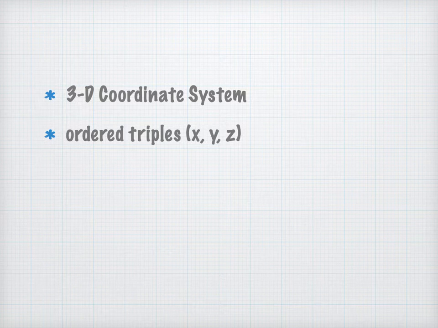We've done a lot with X and Y. Now we have X, Y, and Z. All right. Now they give you a couple of examples here.